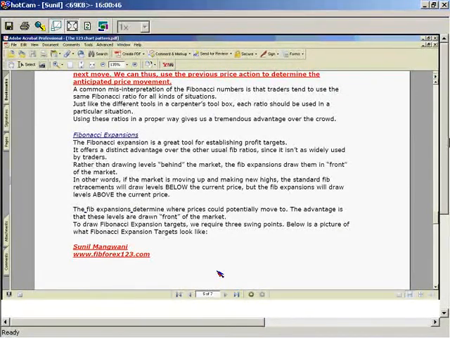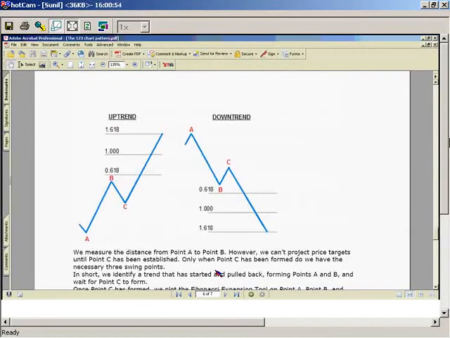Now, to draw Fib expansions, you require 3 points. For any Fib retracement, you require 2 points, but expansions require 3 points. So this is the logic; let's talk about an uptrend, since we are following one uptrend.